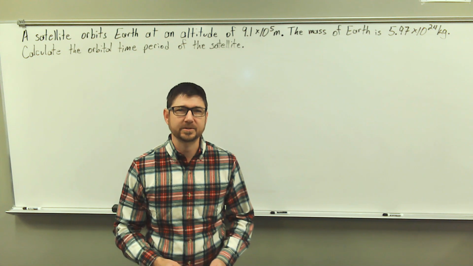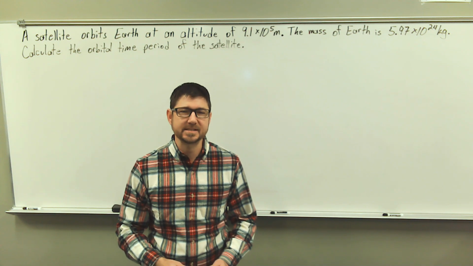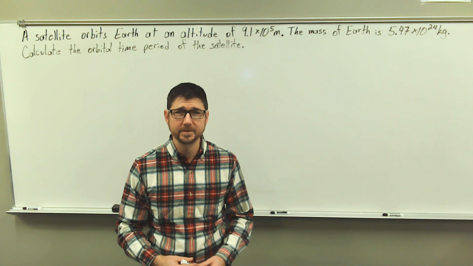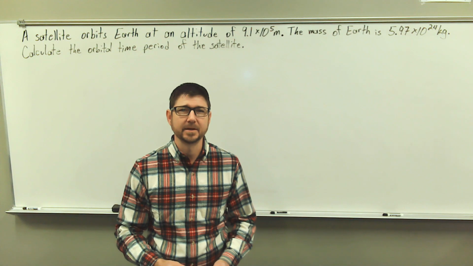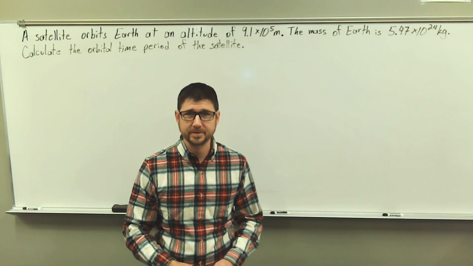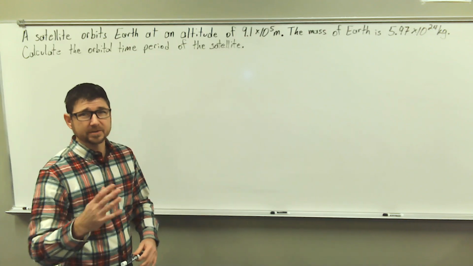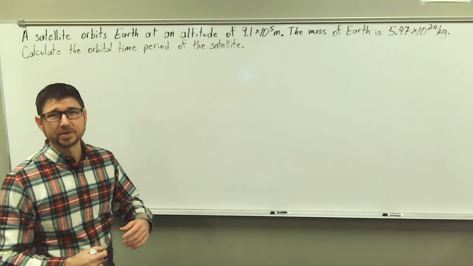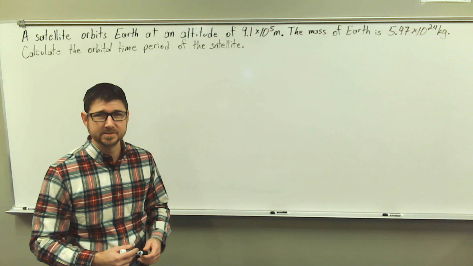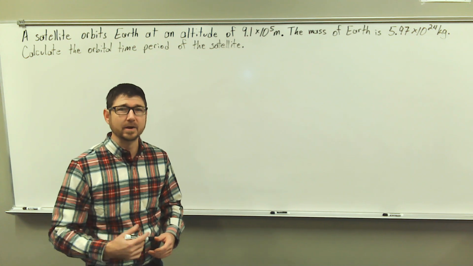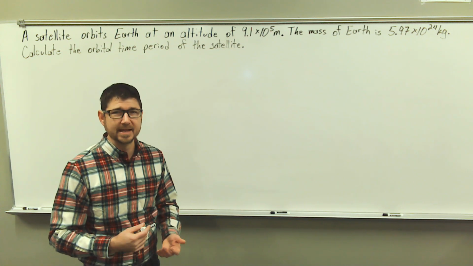We're going to calculate the orbital time period of a satellite orbiting Earth, and we are given the altitude that the satellite is orbiting Earth at. So let's go ahead and get started. I'm going to read the problem to you. I'm going to list some knowns. We're going to list some unknowns. We're going to draw a simple picture, and we're going to write down our base equation so we can calculate our orbital time period.